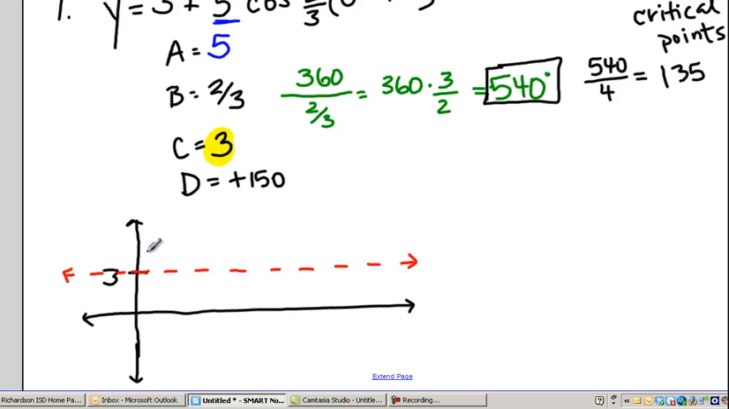Now our amplitude is the distance from 3 that it's going to go up, and the distance from 3 that it's going to go down. So our amplitude is 5, so we are going to add 5 to 3 to get 8, and then we're going to subtract 5 from 3 to get negative 2. So our graph is going to go between negative 2 and positive 8.